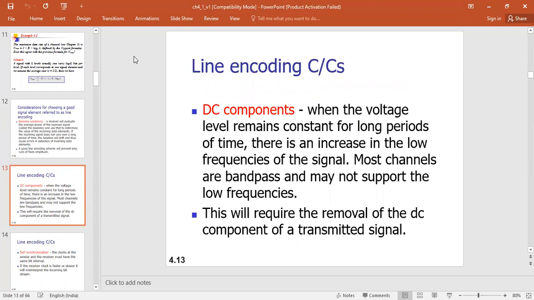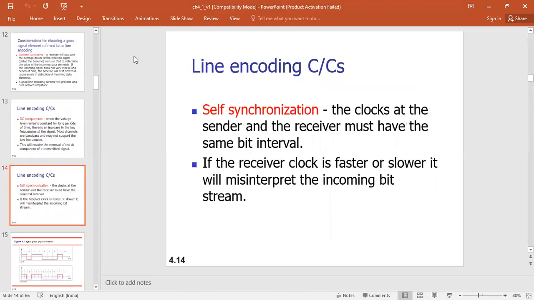So next is the DC components. When the voltage level remains constant for a long period of time, there is an increase in the low frequency signal. Most signal channels are bandpass and may not support low frequencies. So this requires the removal of the DC component of the transmitted signal. If the same signal is constantly there, you cannot use this DC component.